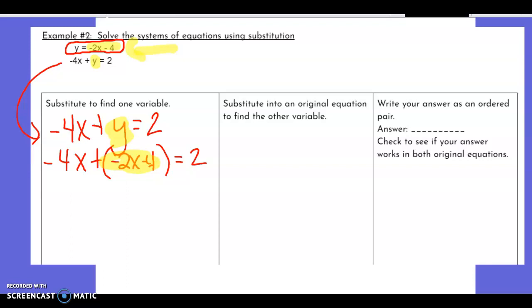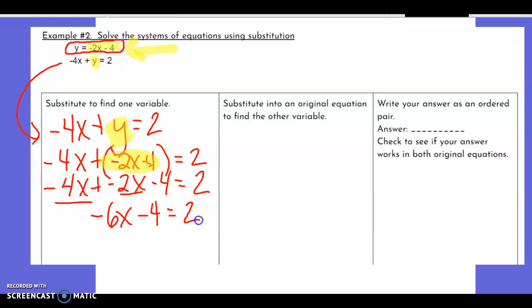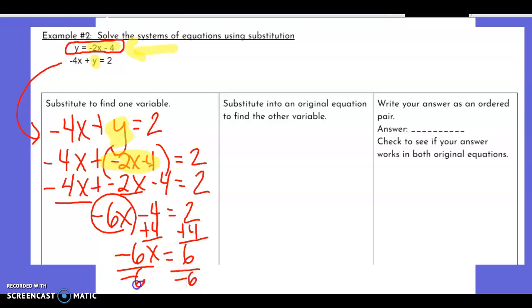Now let's go ahead and solve this equation. I only have x's, so I should be able to solve for x. So I have negative 4x plus negative 2x minus 4 equals 2. I'm going to combine my like terms. This gives me negative 6x minus 4 equals 2. To get this negative 6x all alone, I'm going to add 4 to both sides. This gives me negative 6x equals 6. And the last thing I'm going to do is divide by negative 6. So I get x equals negative 1.